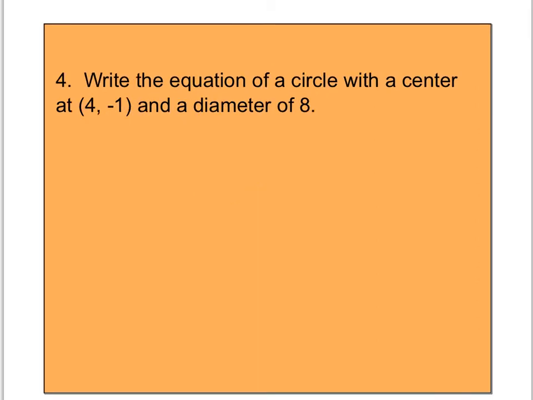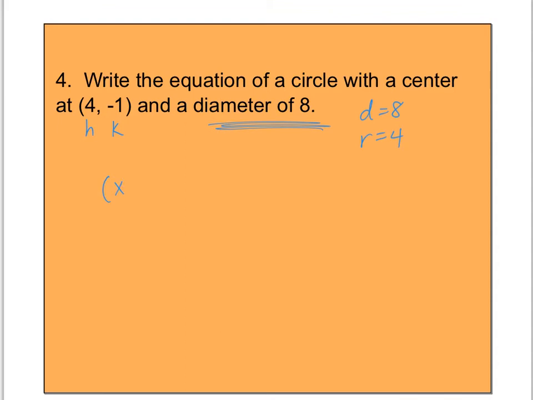Okay, let's try number 4. Write the equation of a circle with the center at (4, -1) and a diameter of 8. They're trying to trick you a little bit. If the diameter is 8, what's the radius? If you're thinking 4, you are correct. So this is our h, this is our k, and then our radius is 4.